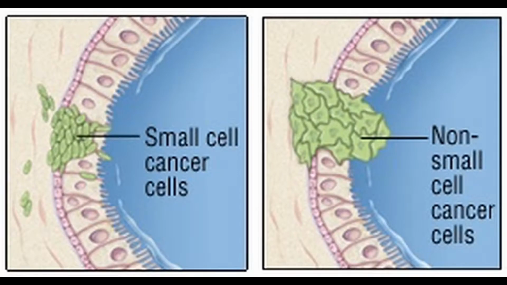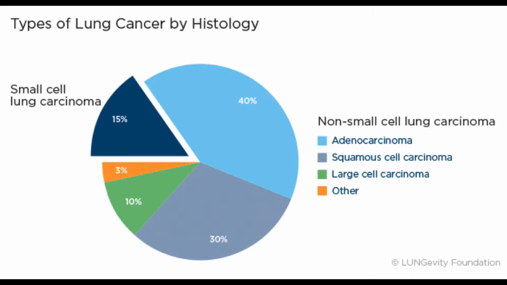The carcinogenesis of lung cancer begins in either neuroendocrine cells, which lead to small cell lung cancer, or epithelial cells, which lead to the most common form, non-small cell lung cancer. This type can be further divided into three subtypes: adenocarcinoma, squamous cell carcinoma, and large cell carcinoma.